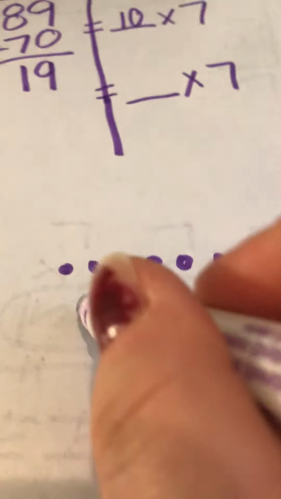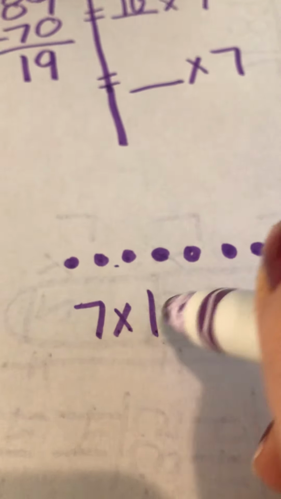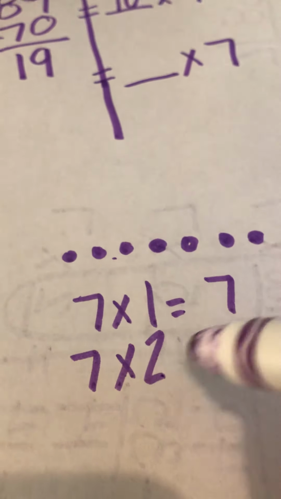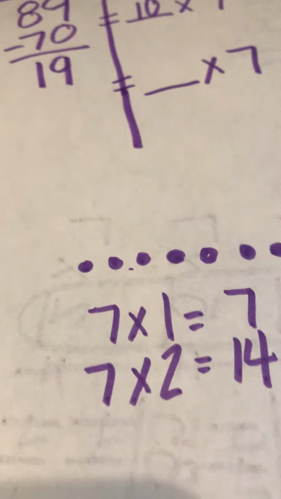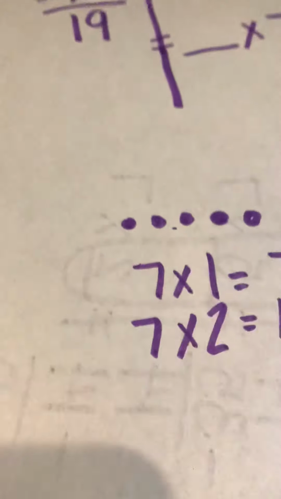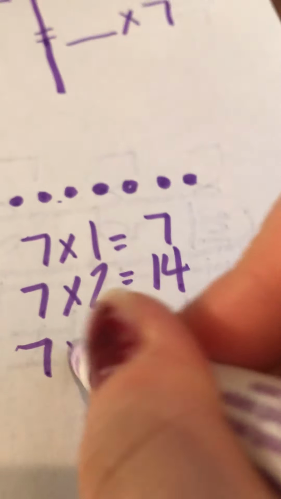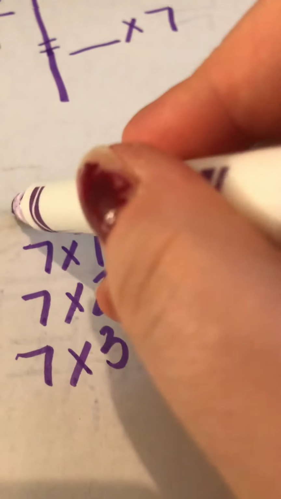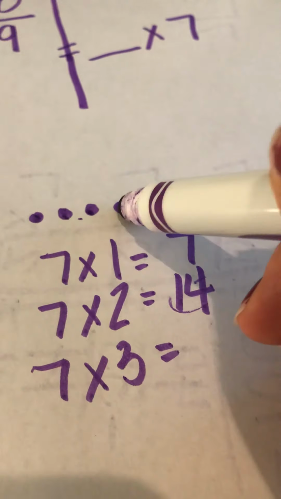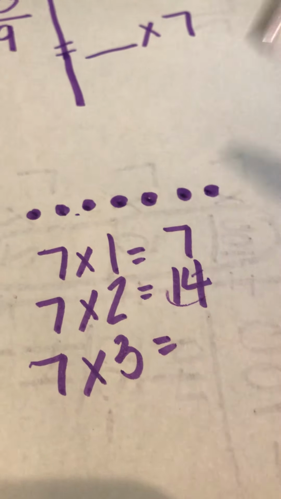All right, so then for our strategy, you've got the dots down here. You do 7 times 1 is 7. 7 times 2 is 14. And then if you forget your facts past that, you say, okay, 7 times 3. So I know it ended on 14, 15, 16, 17, 18, 19, 20, 21.